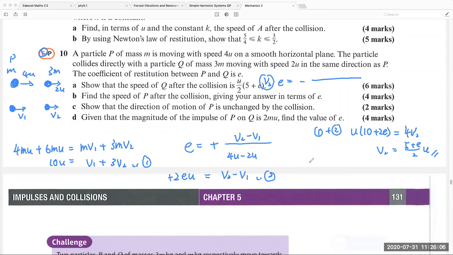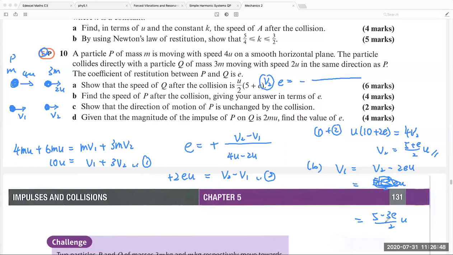For part B, obviously you use equation 1 or equation 2 to get the speed V1. I would like to use the second equation, of course, it's easier. So V1 will equal V2 minus 2eu. Is the answer like this? Oh, no, sorry. It's (5 minus 3e) over 2 times u. Is it?